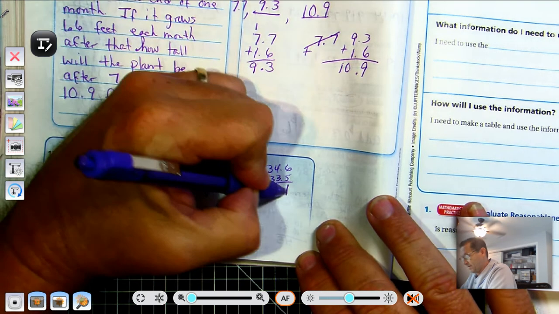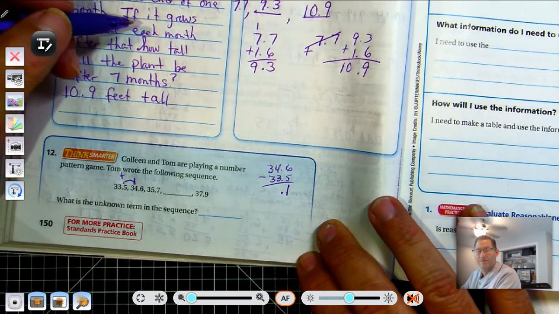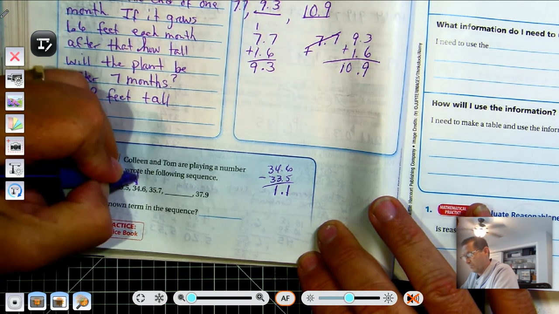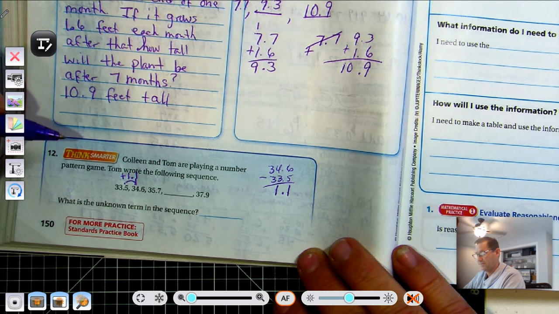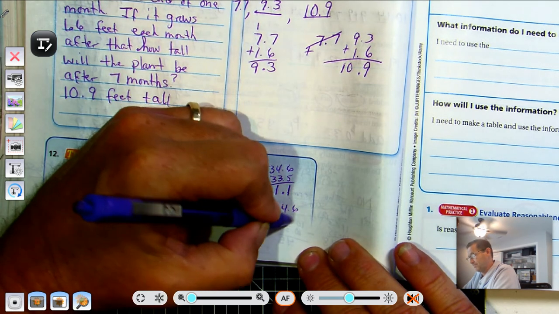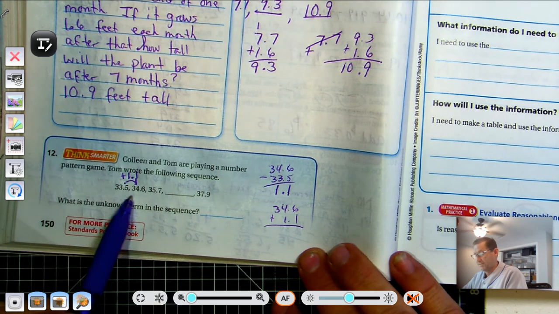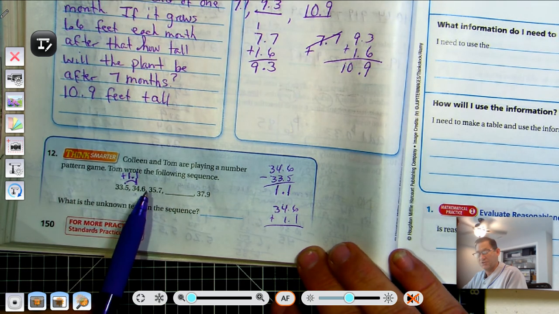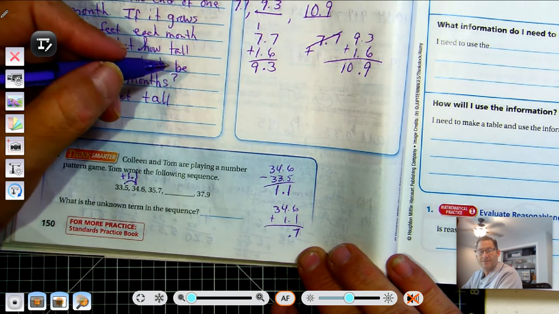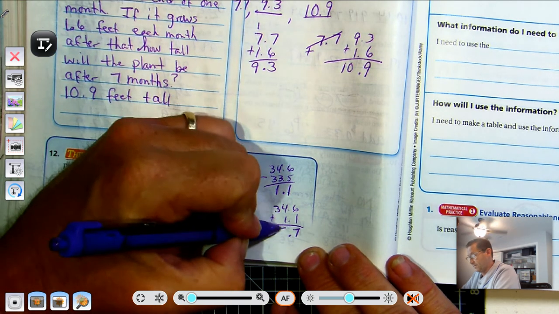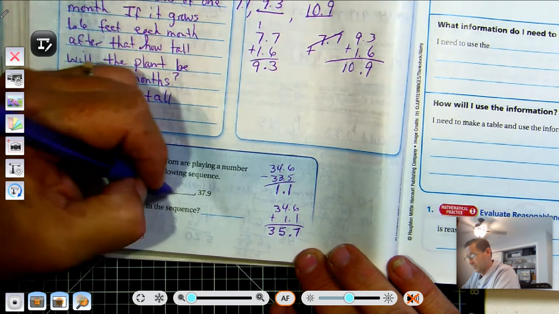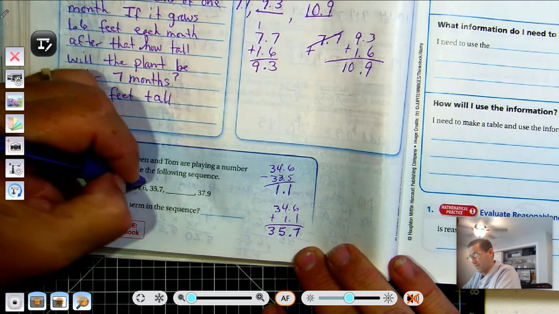6 tenths take away 5 tenths is 1 tenth. Place the decimal. And 34 take away 33 is 1. So he's adding 1.1 to each number. Let's see if that's true. So we're at 34.6. If I add 1 and 1/10, I should get 35 and 7/10. 6 and 1/10 is 7/10. 3 and 4 is 5 ones and 3 tens. So 35.7. Yeah. All right.